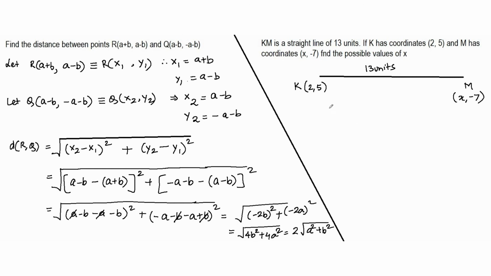Now it is given that the distance between K and M is 13 units. So I can say that the distance between the points K and M is given by square root of x2 minus x1. Now I can pick any one of these as x2 and x1. So let me do M minus K, that is coordinates of M minus the coordinates of K. So I will get x minus 2 the whole square. The difference in the x coordinates is x minus 2 and square of that, plus the difference in the y coordinates is negative 7 minus 5, the whole square. This distance is equal to 13. That is what is given to me.